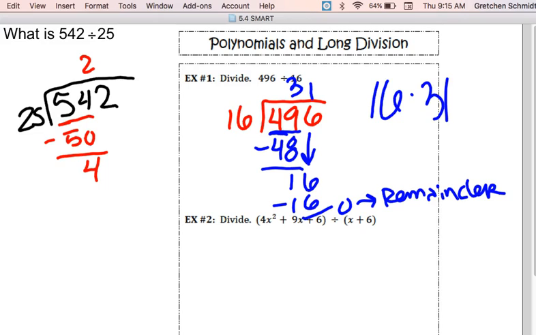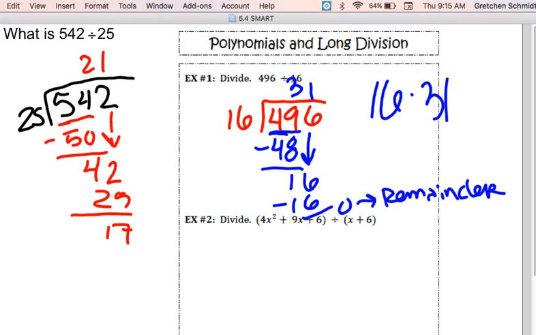What do we do with the 2? Bring it down. Repeat the process. 25 into 42. 1 time. 1 times 25. Subtract. Do we have anything left to bring down? No. So that 17 is a remainder.